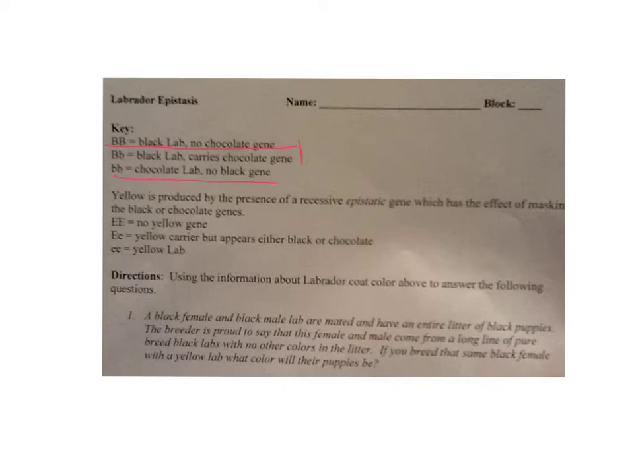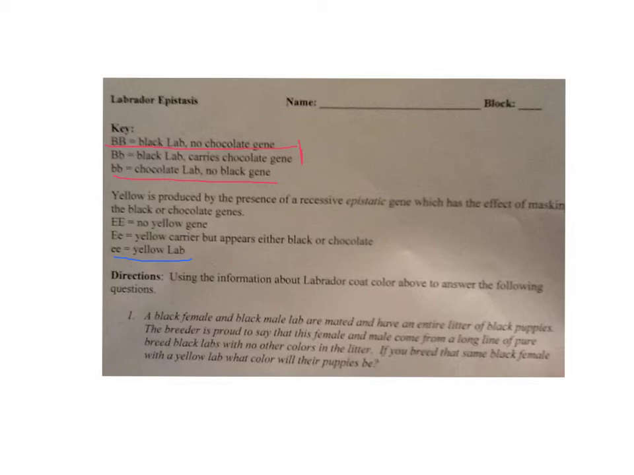Now yellow is a little bit different. Yellow is on a totally separate gene, and it's considered epistatic, which means that if you have two little e's, no matter what's going on over here with your B gene that has to do with chocolate and black, these two little e's will trump that and make the particular puppy yellow.